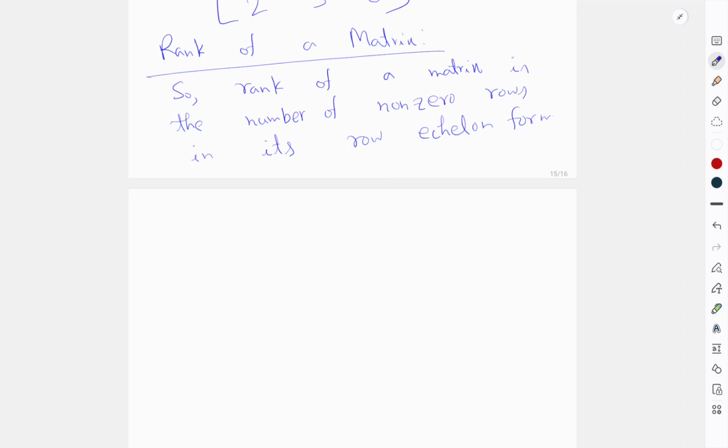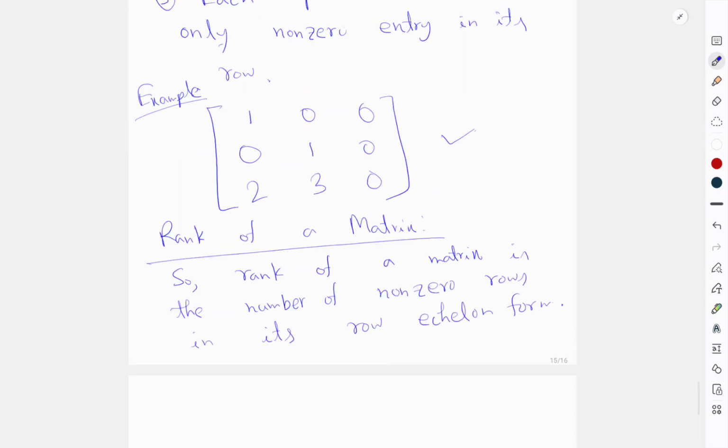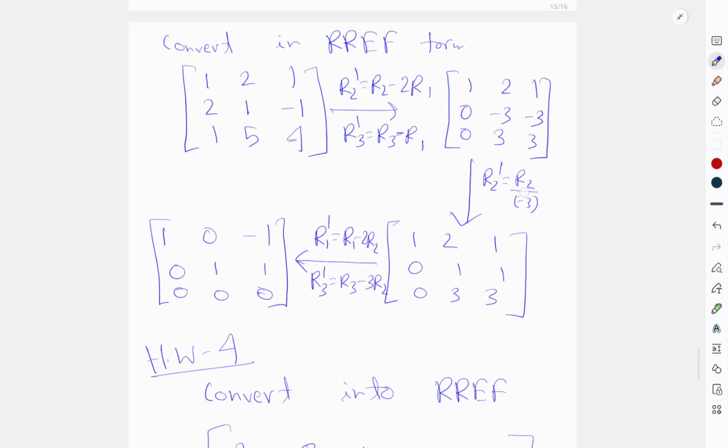And in the case of column equivalent form, you will count the number of non-zero columns. So for a matrix that will be unique. It is not that if you do row operations you obtain a row equivalent form where the rank is 2, and if you do the column equivalent form it will be 3. That is not true. If you do row operations or column operations, the rank of the matrix is not changed.